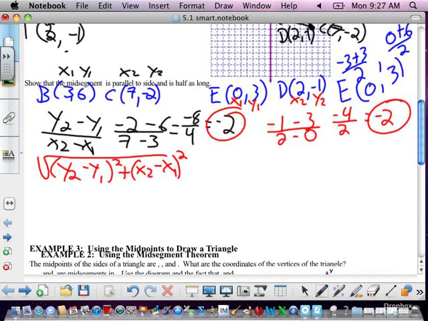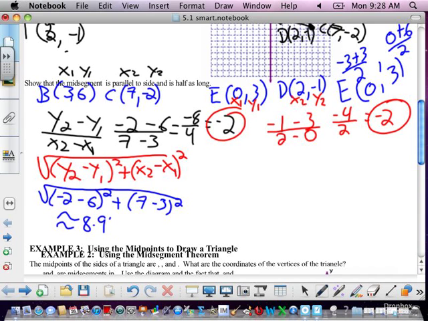Okay, let's plug it in. So we're going to plug in this first one. We've got y2 is negative 2 minus y1, which is 6, squared, plus x2, which is 7, minus x1, which is 3, squared. So you pull out your handy-dandy calculator. You put in the square root sign, then parentheses: negative 2 minus 6 squared plus parentheses 7 minus 3 squared, and then put one more in parentheses. And I get approximately 8.94. Okay?